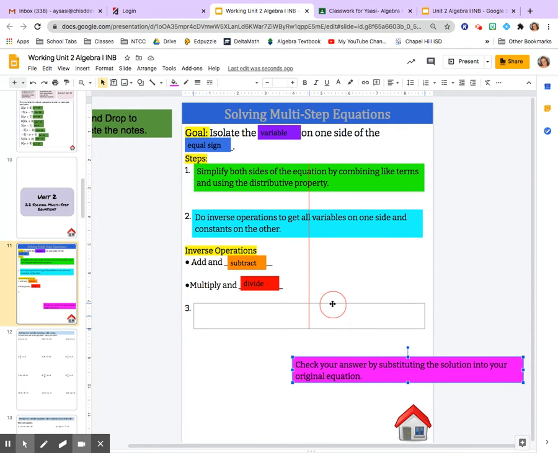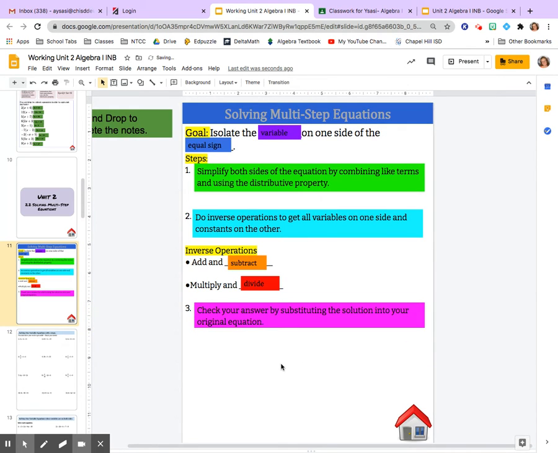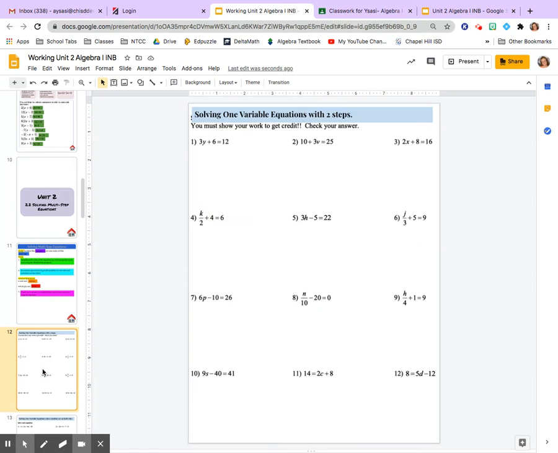You're going to show all of your work, and you are going to show checking your work. We can use the calculator to check, but we are going to write down what we are checking and what we are putting in the calculator to actually check it. Okay, so let's look at some of these problems.